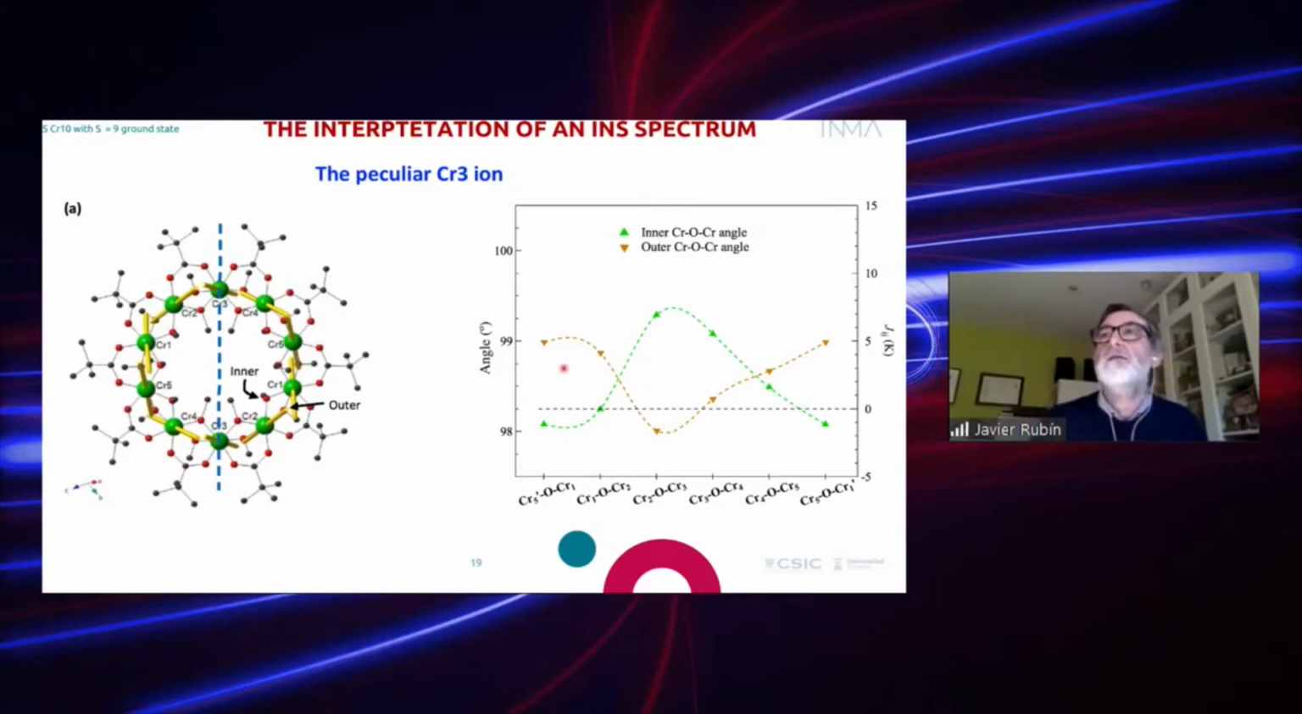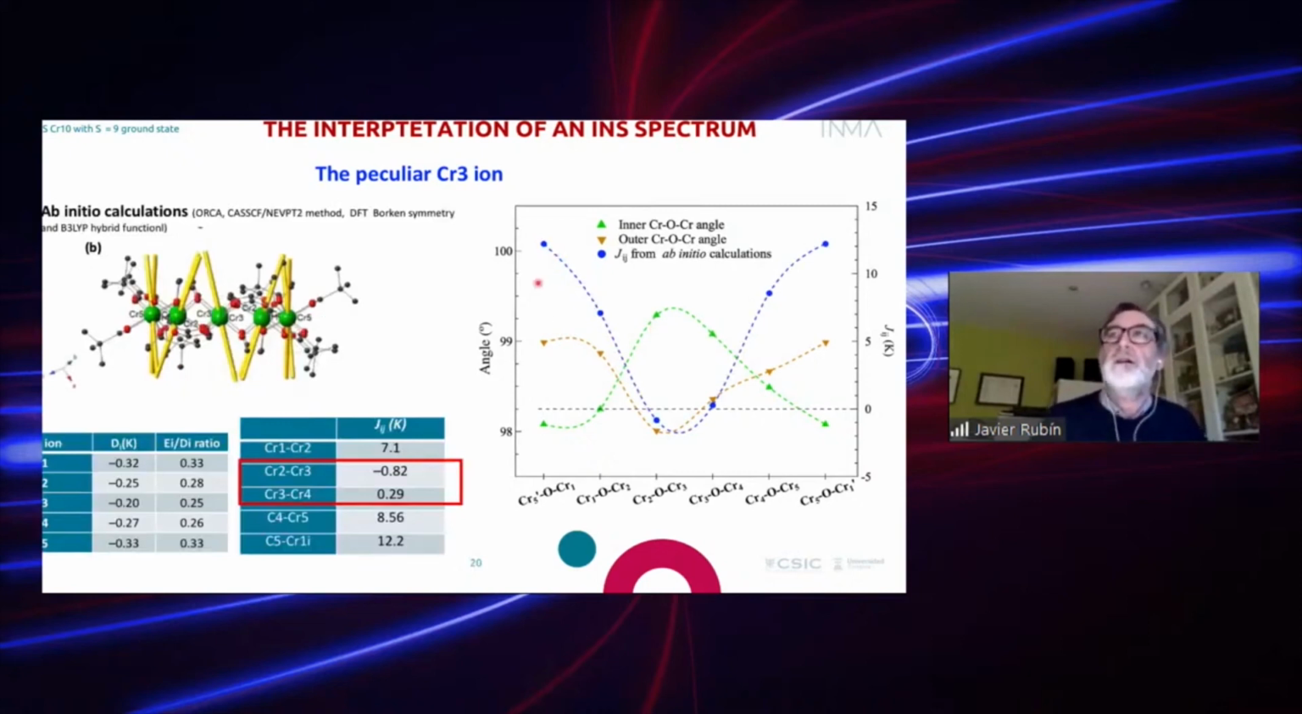note that here we have the angular dependence of the chromium-oxygen-chromium angle along the ring, with two different angles, the inner and the outer angle. When we calculate the exchange energy, we see something like this, right? So it is important to note that we have an exchange constant that follows the same tendencies as the angles.